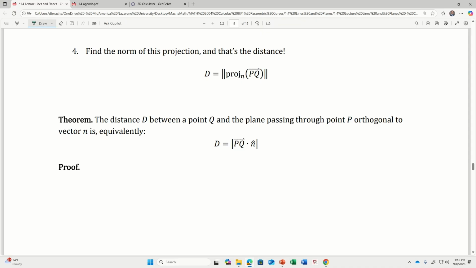The next theorem says the distance d between a point Q and the plane passing through point P orthogonal to vector n is equivalently just the vector PQ dotted with n hat. So notice n hat, do you remember what the hat means? It's a unit vector, so it has to be normalized. And then you take the absolute value.